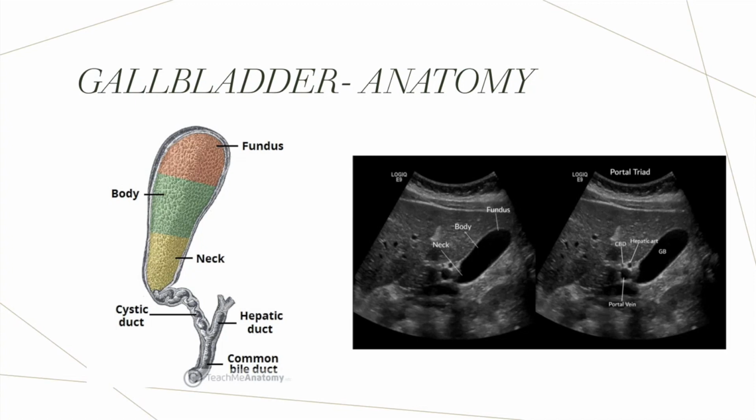And then as we go through, we can see some important structures here. We see the portal vein, we see the hepatic artery, and the CBD, the common bile duct. So this represents our portal triad. This is also known as the Mickey Mouse sign, whenever you can see that.